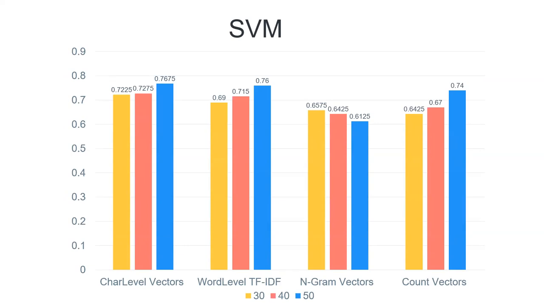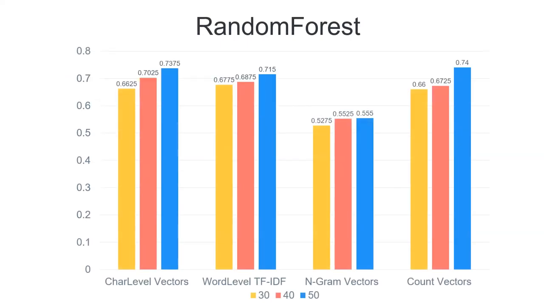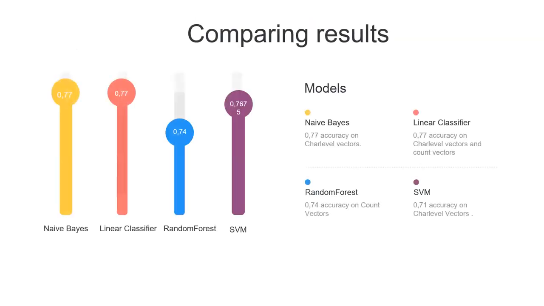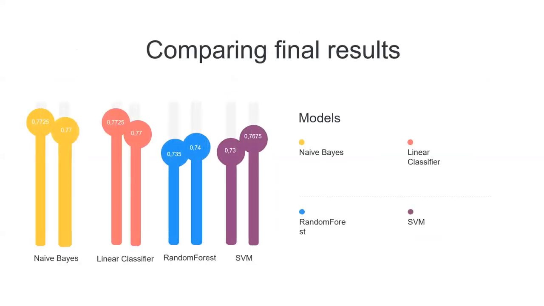Yeah, so here we can get substantial results, as you can see. We have 0.74 accuracy for our models with 50 samples, and the maximal accuracy is 0.77, starting from just 50 samples. Yeah, this is just the comparison of the final results of using just four classifiers.